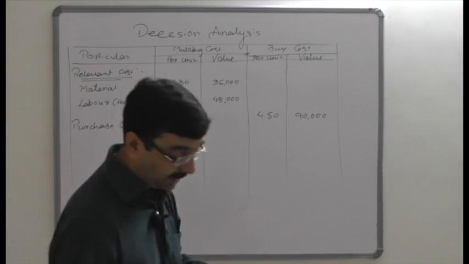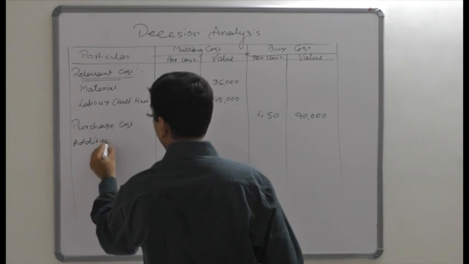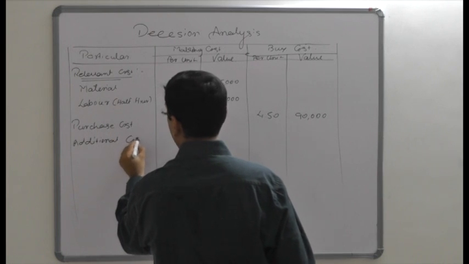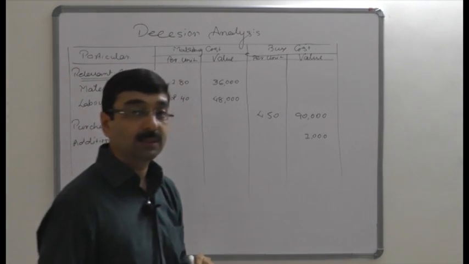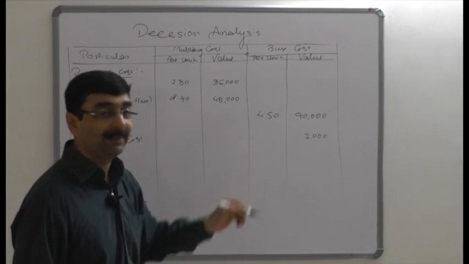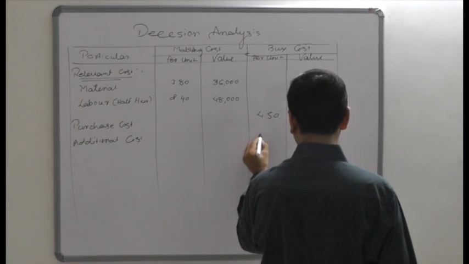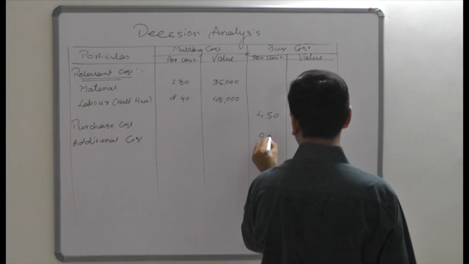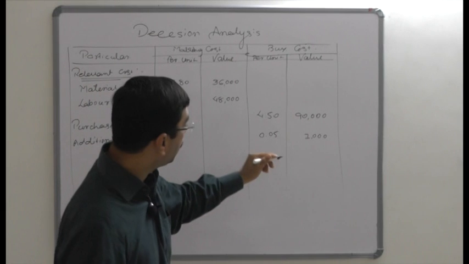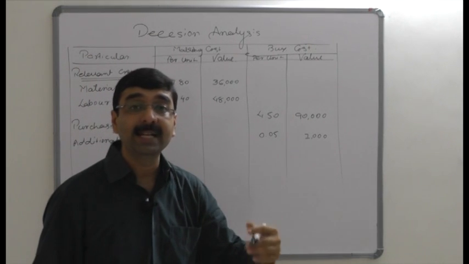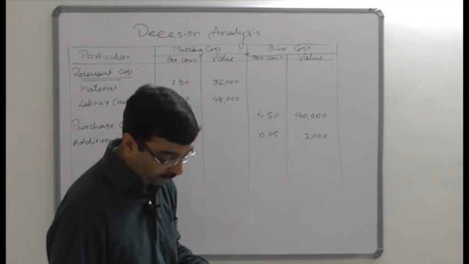And one more cost is there, and that is the additional cost incurred, that is 1,000 rupees in total. So if you want to find the per unit cost, 1,000 rupees divided by 20,000 units comes to 0.05. This is your per unit cost. Since they have an additional purchase cost of 1,000, that is also written under the buying cost. This is what it is all about.